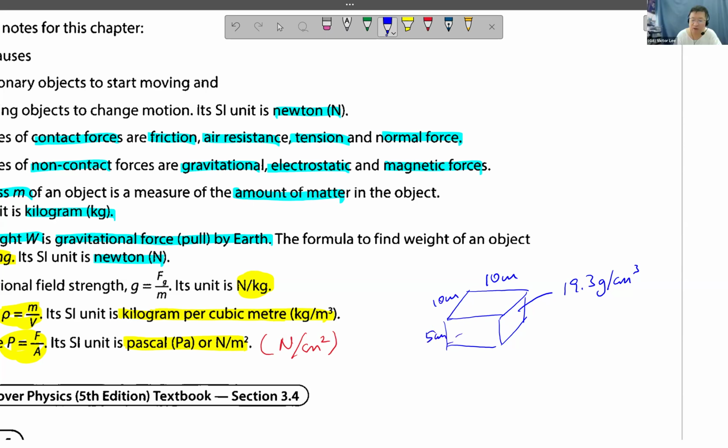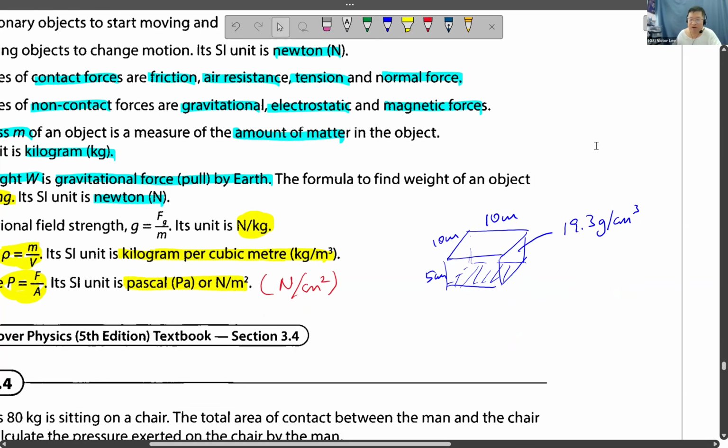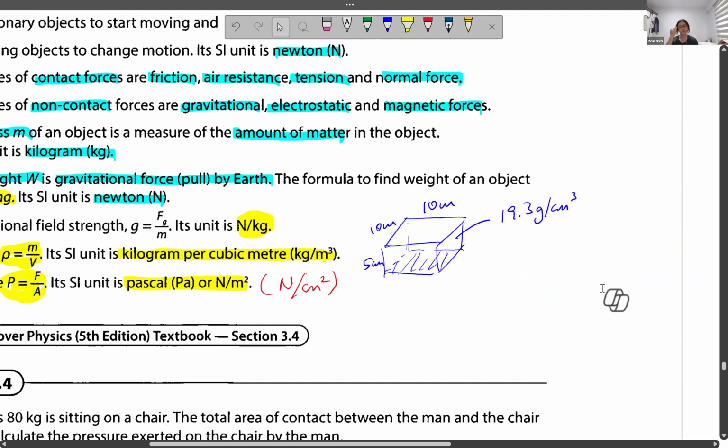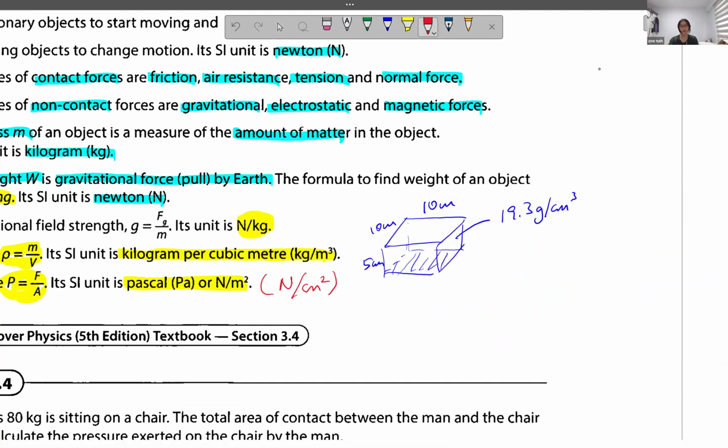Find the pressure exerted on the floor by this piece of gold. First of all, find the weight first. Do you think you can find the weight for me? The weight changes on Earth and Moon, but it's the mass that doesn't change, right? Yes, correct. Mass doesn't change. So I need to find the mass first.